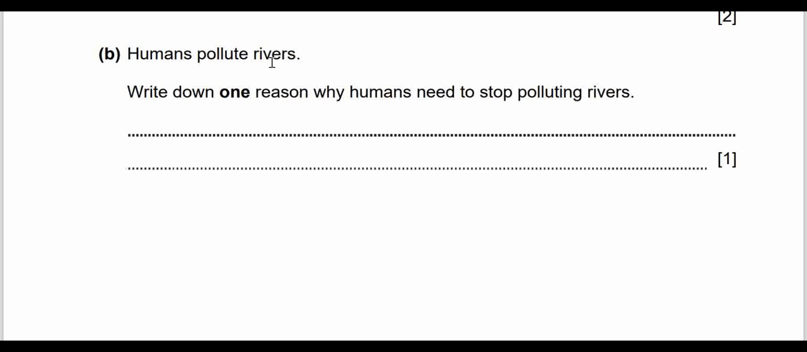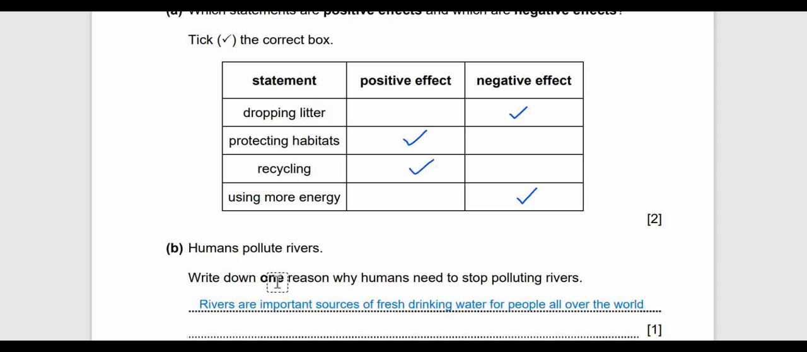Next question. Here we go. 9b. Humans pollute rivers. Write down one reason why humans need to stop polluting rivers. 10 seconds. Right, let's open up the answer. Well, rivers are an important source of fresh drinking water for people all around the world.